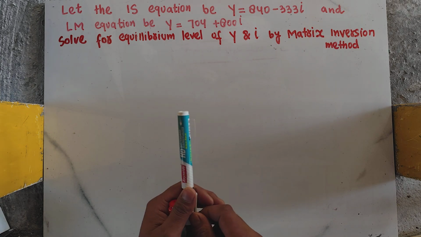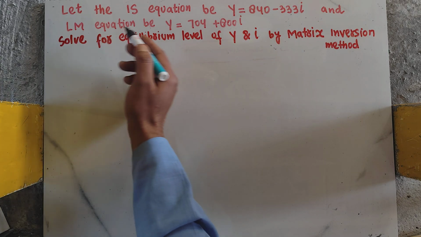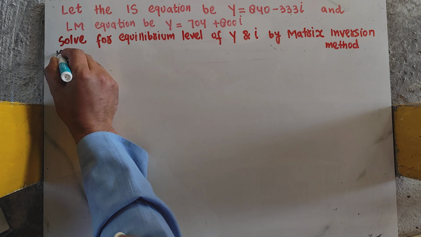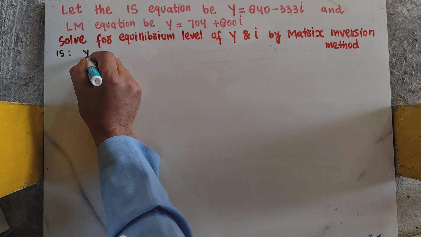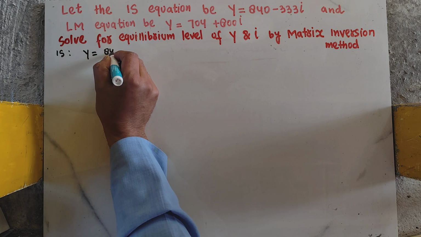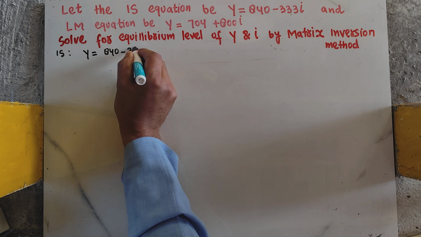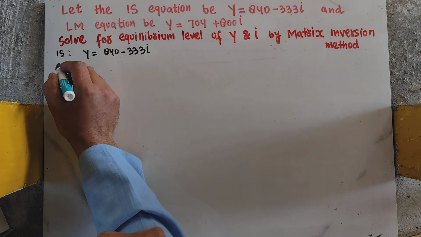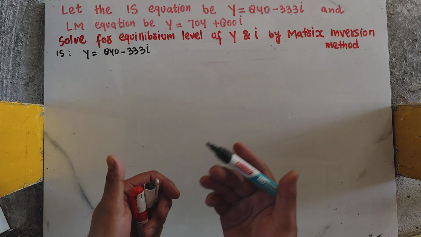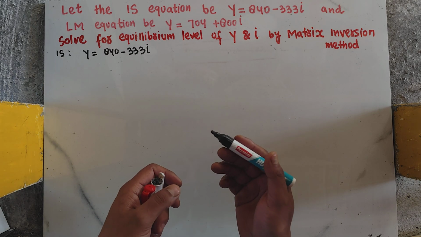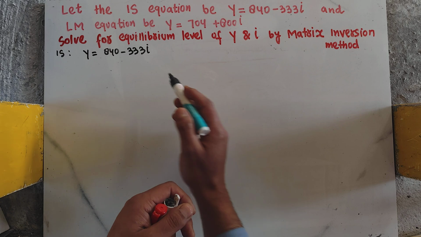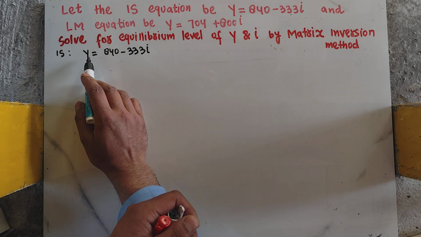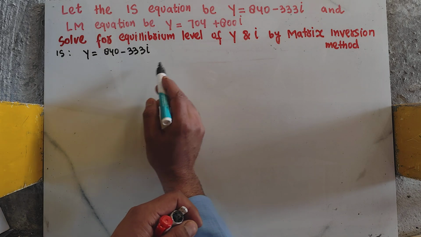Okay, so we have the two equations. First is the IS equation. So our IS equation is y is equal to 840 minus 333i. What does the IS equation tell us? It shows us the goods market equilibrium. It shows us different combinations of rate of interest and level of income where the goods market is in equilibrium.